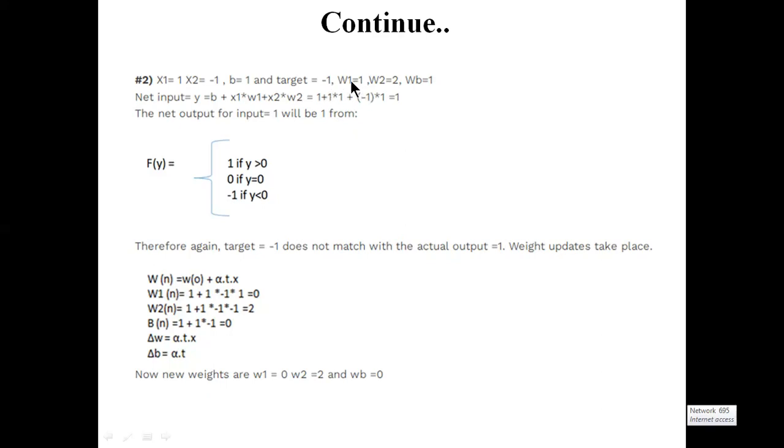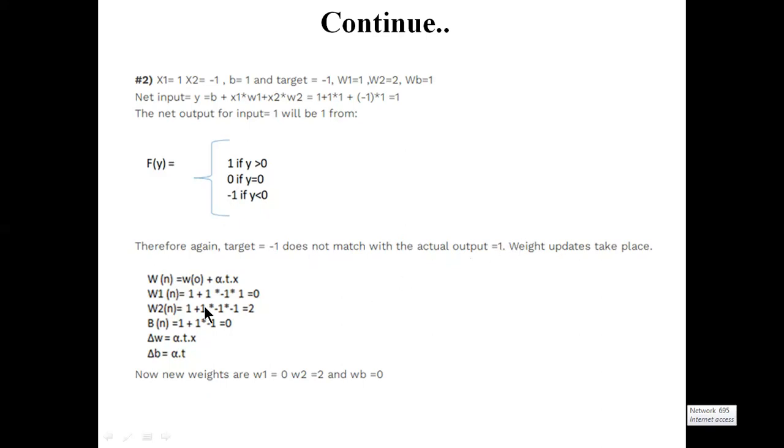So here w1 equals 1, and sorry, w2 will also be 1. So w2 is 1 and wb equals 1. By using this formula, we get the net output: b into 1 into 1 plus 1 into minus 1, that is 1. Okay. So using the first condition, if y is greater than 0, the output is 1. Therefore the target minus 1 does not match the actual output 1. So weight updation again takes place.